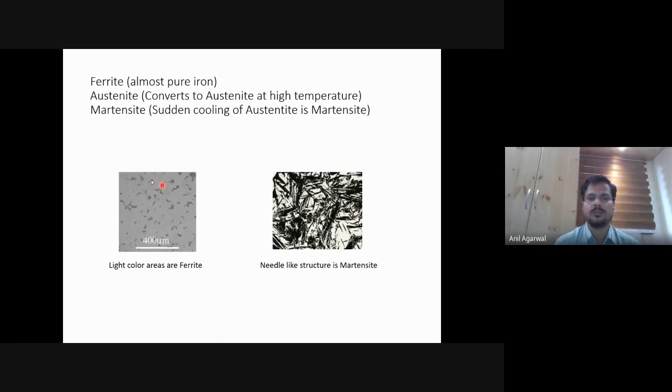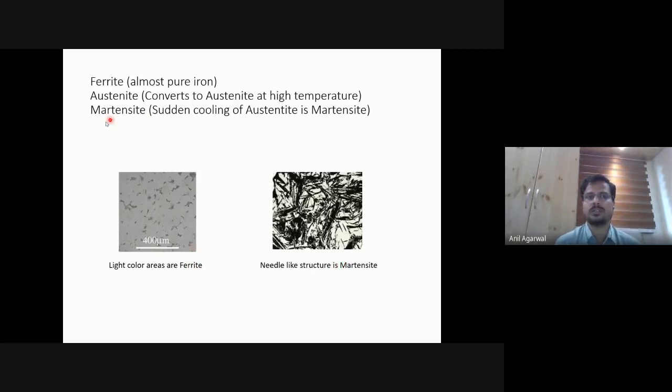Typically, a steel that is cooled down slowly, if you polish the surface and look at it microscopically, this is how the structure will look. You would have some gaps in between, some impurities in between, and then you would have a more or less uniform type of structure. And this light structure, light color, whatever you see, that is ferrite, right? That is one type of molecular structure within steel.